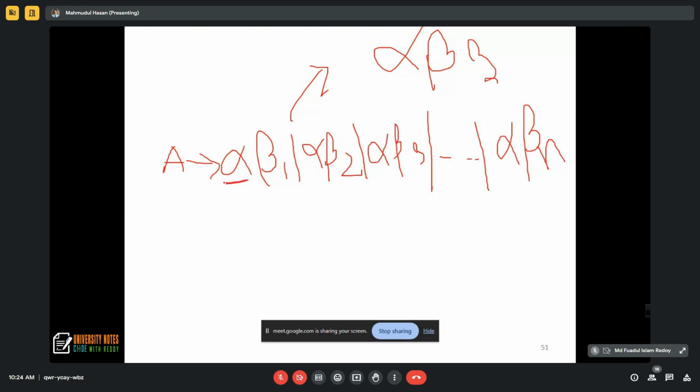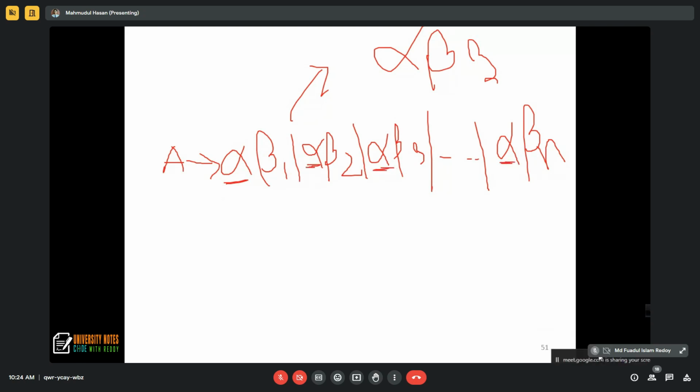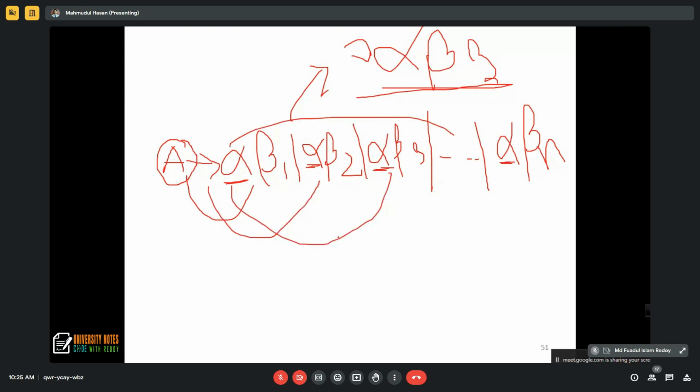there is a common alpha, is it? We know that it can actually scan only one character at a time. So your input is alpha beta 3, so the first symbol is alpha. When your system needs to choose, there is alpha, alpha, alpha, alpha. That means there is more than one alpha, so your system will be confused about which one it should choose. That's why it will choose the first one, and that is A → alpha beta 1.